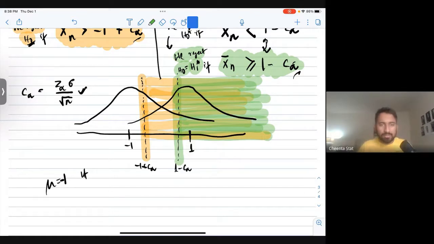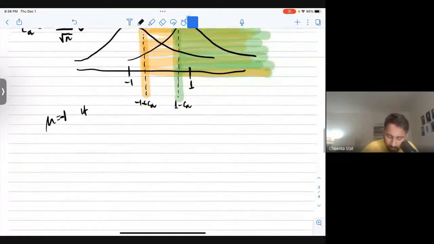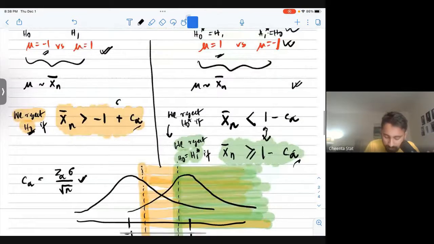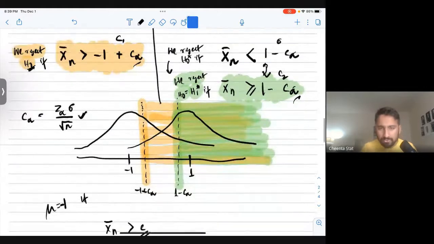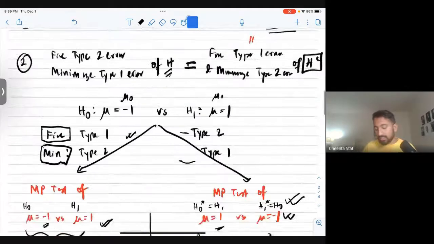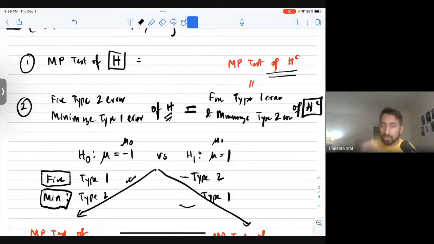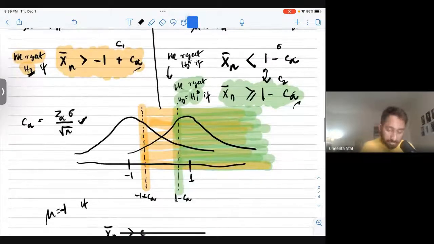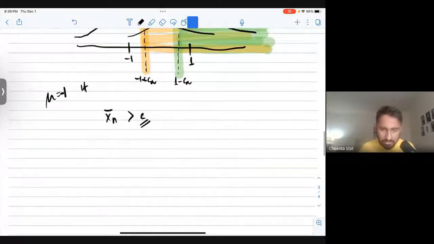Now what is the difference? Both are of the form xn bar greater than some constant. Both are of the form this xn bar greater than some constant, c1 here, c2 here. But what's the difference? So yes, I have stated some result. You must check it yourself by hand and do it mathematically and check that this is the same thing. But what is the difference here?